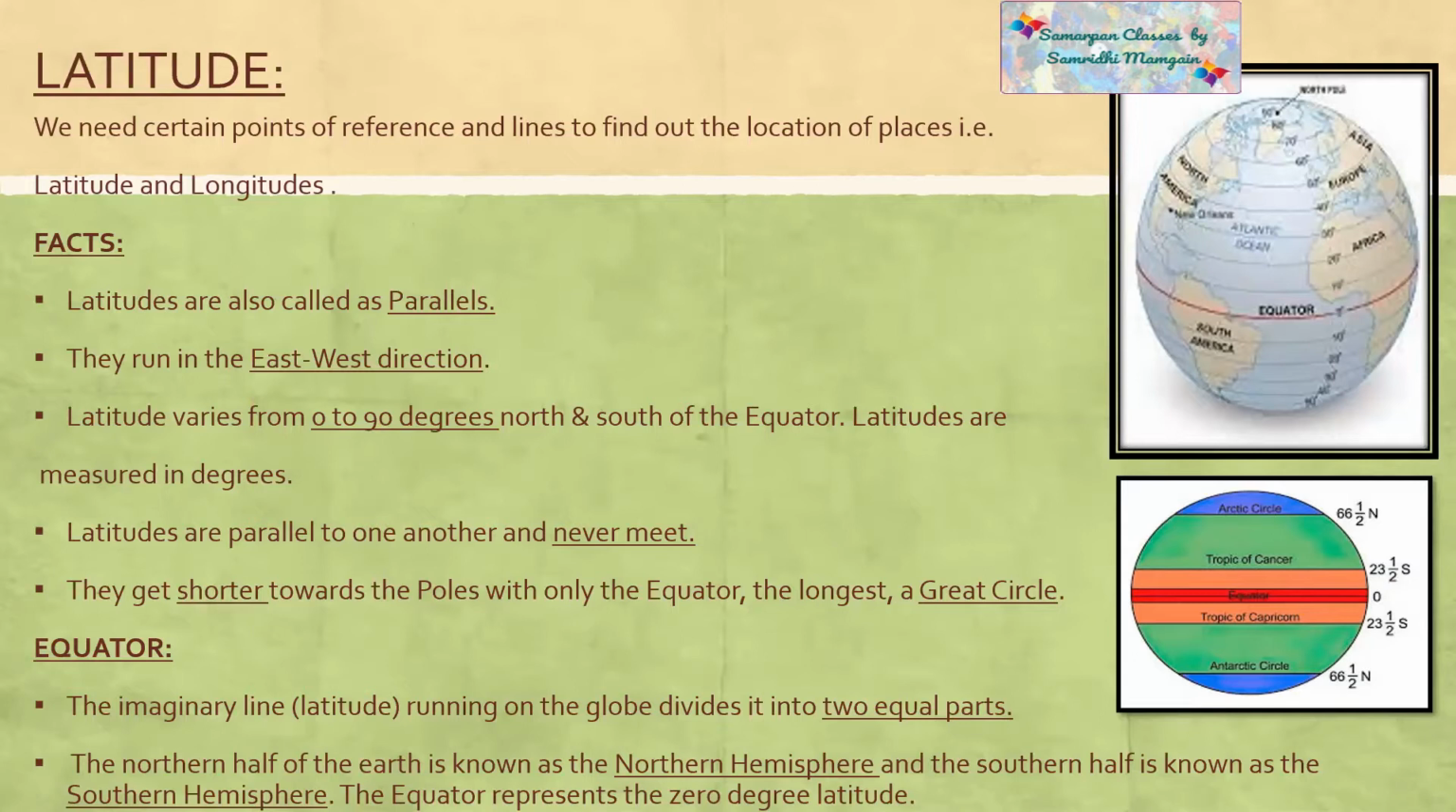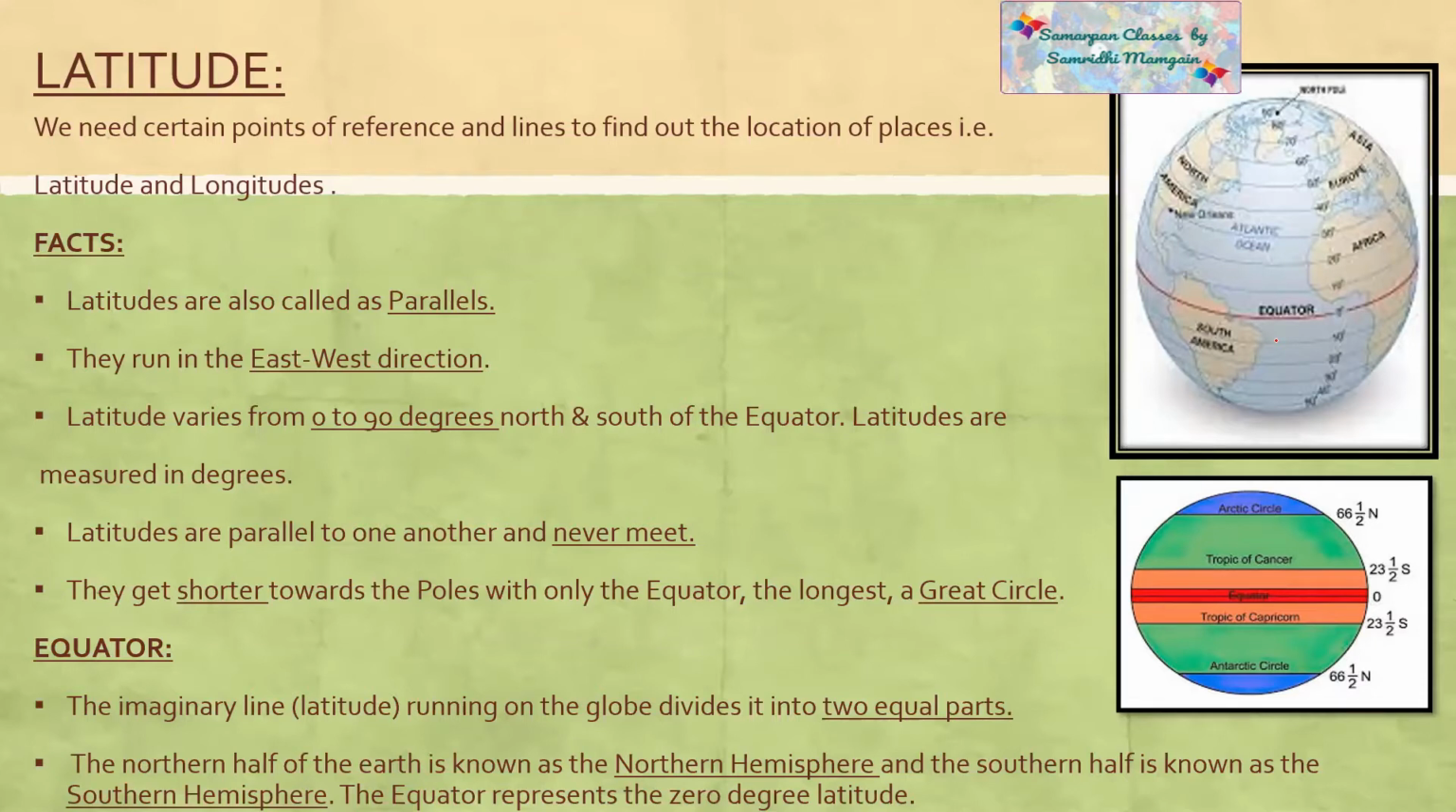We will be discussing what latitude and longitude are, and why we need them. So basically, what is the reason? See, Earth, as I told you, is a kind of sphere, not a perfect sphere. It is geoid in shape.